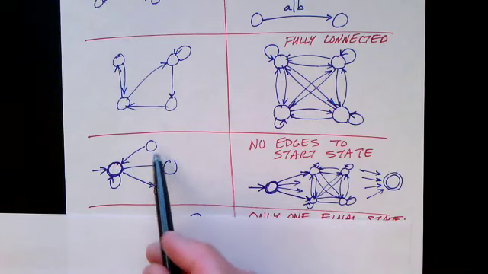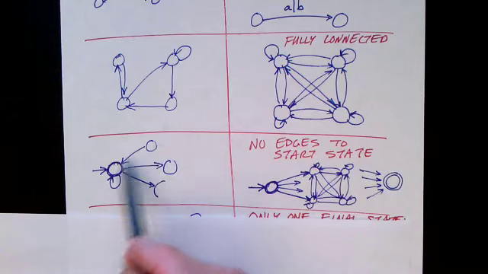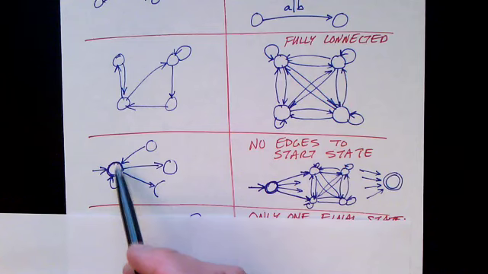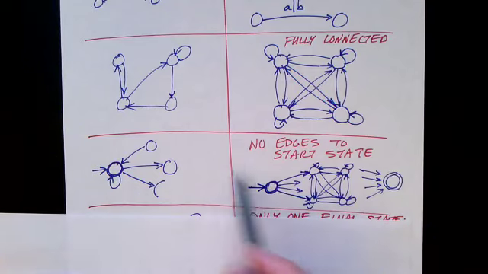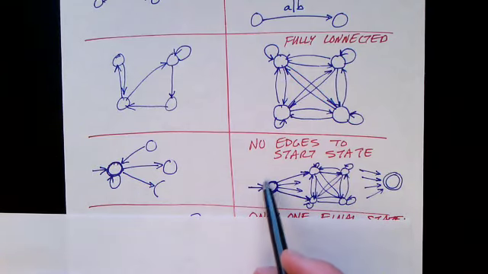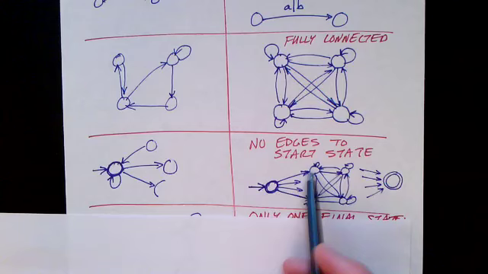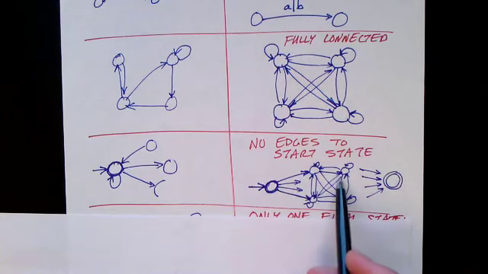So in a non-deterministic machine, here's our initial state, and we can have edges coming back to the starting state, or an edge from the starting state to itself. Those are not allowed. So our machines look only like this. We have a starting state, and we have edges going to every state in the machine.